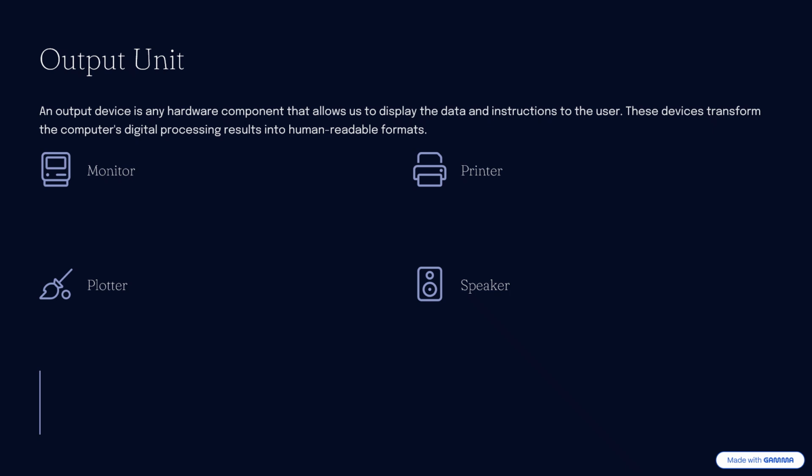Our next output device is a plotter. A plotter is a specialized output device for creating precise technical drawings, architectural plans, and large format graphics with high accuracy. The fourth example is a speaker. An audio output device that converts digital sound signals into audible sound waves for music, alerts, and multimedia applications. These are some commonly used output devices.